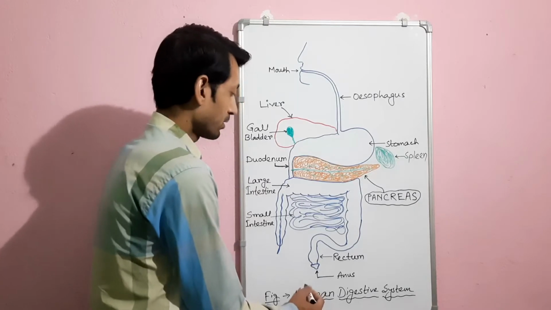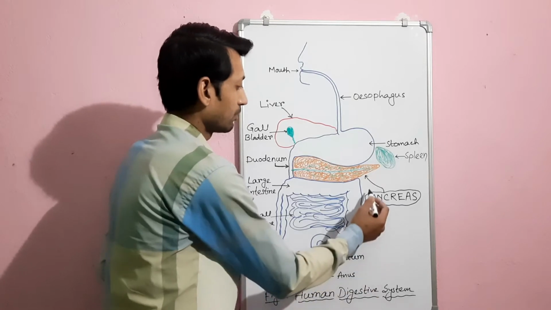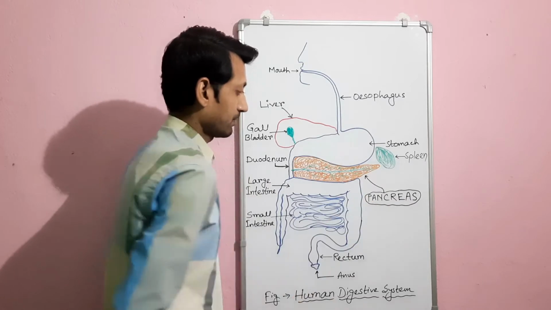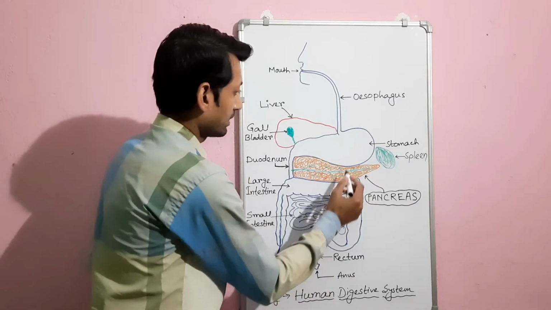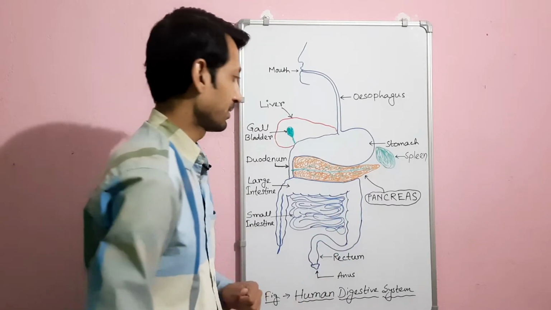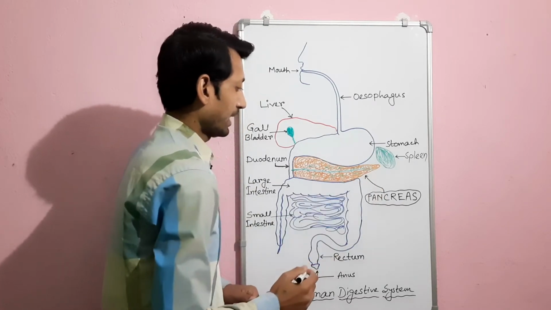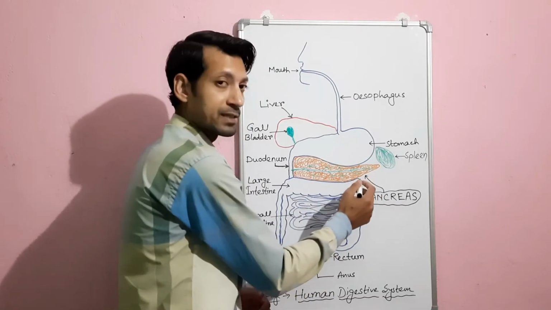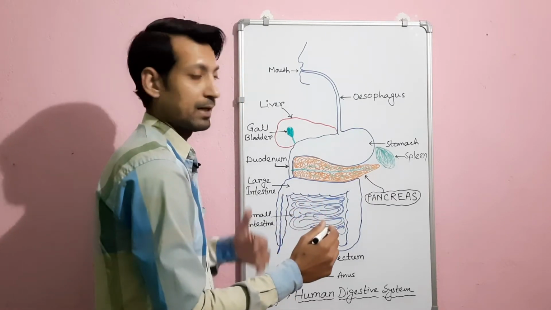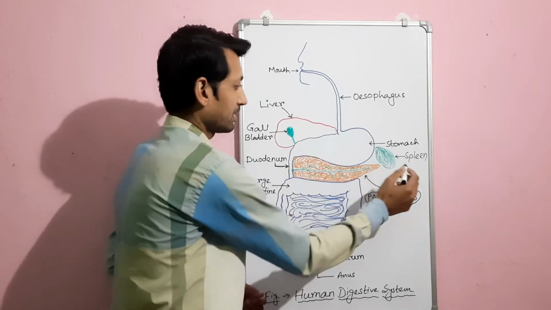Here, I have drawn a very simple diagram of the human digestive system to show the location of the pancreas. This is the pancreas. It is located just behind the stomach in the upper left abdomen. It is spongy in nature and about 6 to 10 inches long. The pancreas is surrounded by some other organs like the liver, duodenum and spleen.